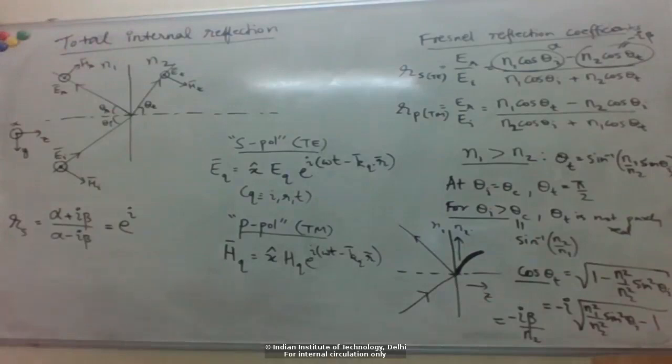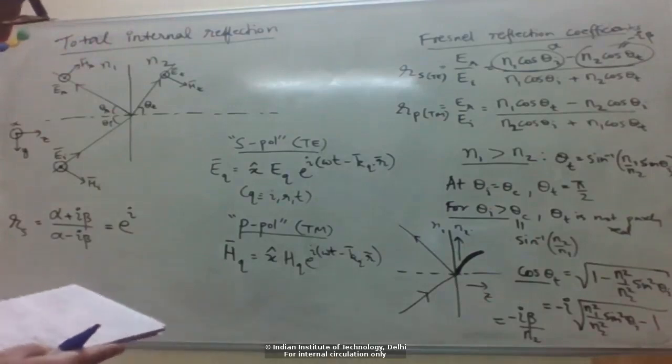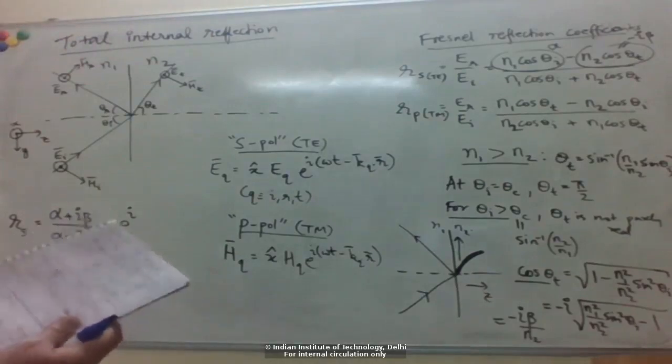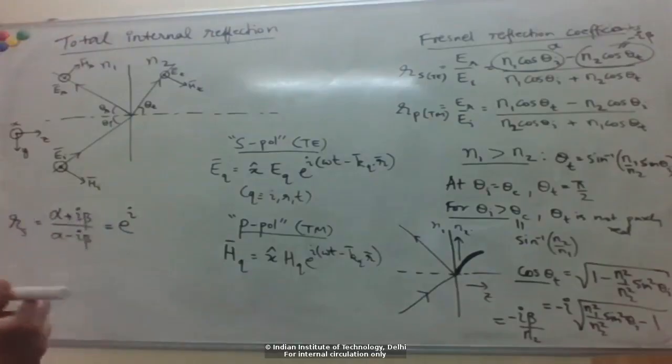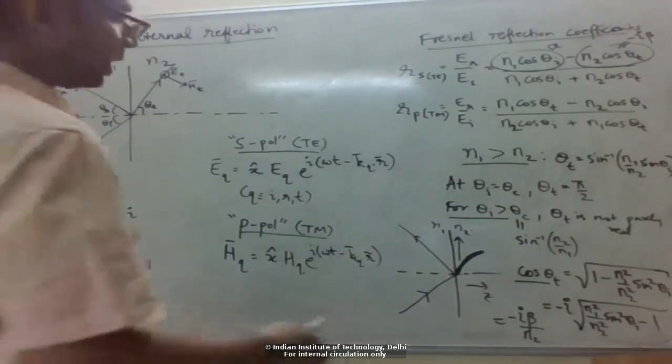So for the expression of cos theta in the evanescent wave, it will be plus i or minus i, sir. Yeah, so I discussed that, right?